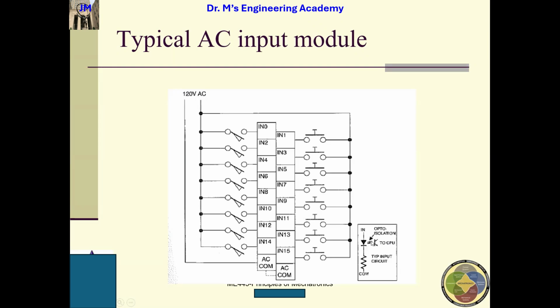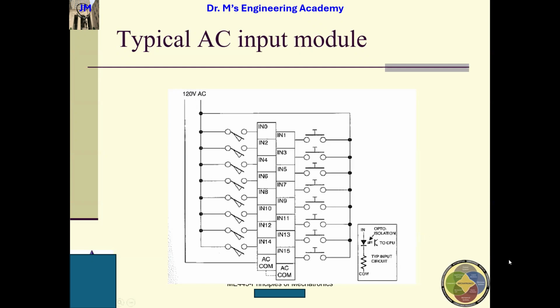So we should have opto isolation. This opto isolation means that this diode will emit the light, and this light will drive the transistor and send a signal to the CPU. Instead, this guy and this guy connect together. This is called opto isolation. You should write down that opto isolation separates the external high power from this internal low power to protect the CPU.